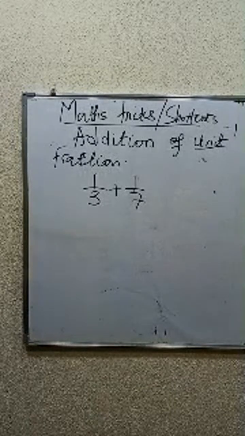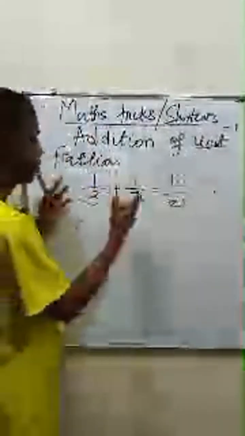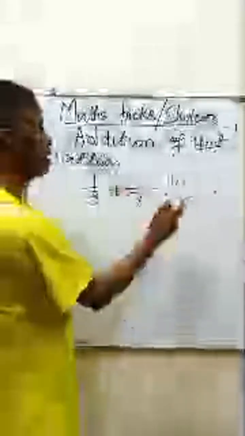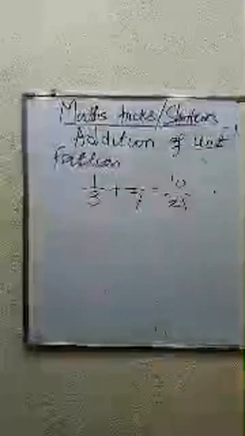10 over 21. Correct. So the answer is basically 10 over 21. The reason behind this is very simple. You add the two denominators, and the sum forms the numerator. That gives 10. And the denominators you multiply to get 21. That's the answer. Good.